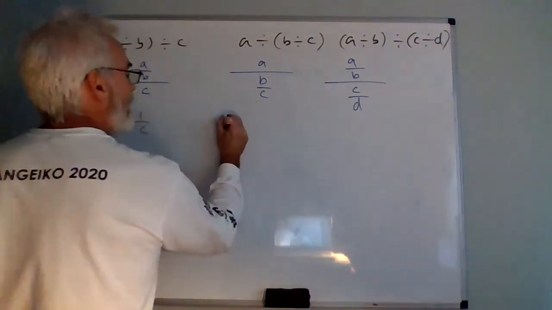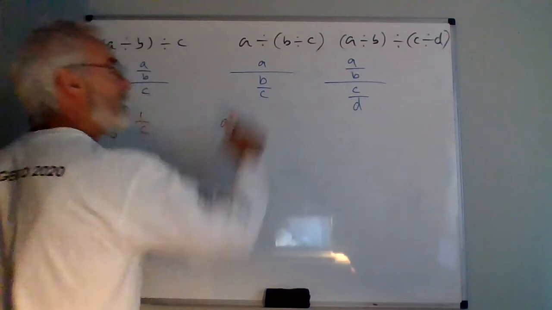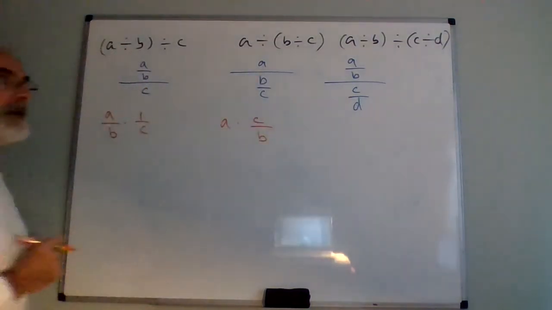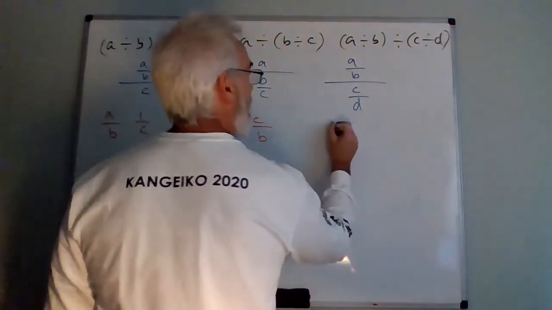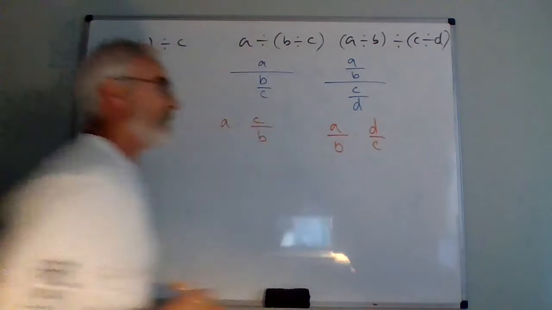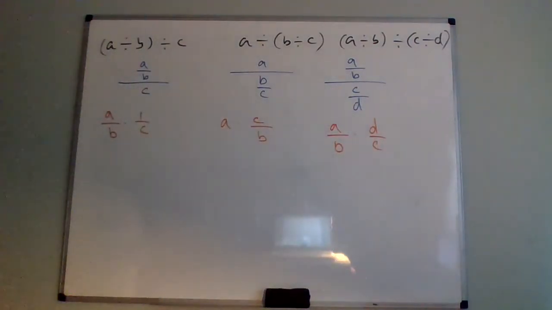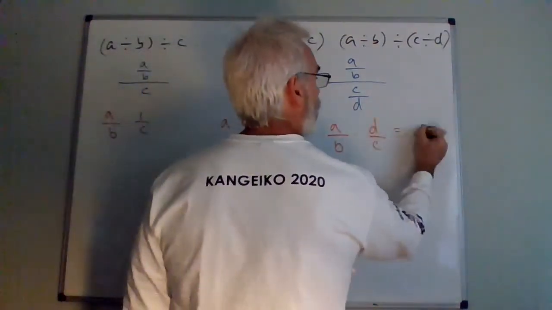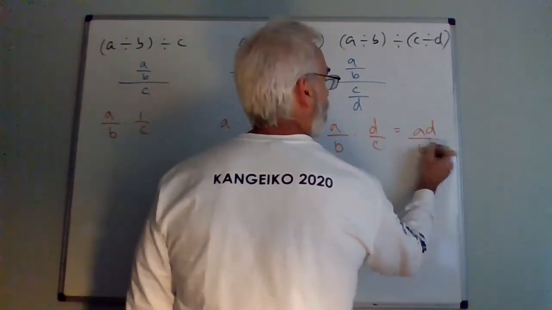Here, this is the same as A times, the reciprocal here would be C over B. And over here, this is the same as A over B times D over C. Now, of the three, the last one is probably the one most people feel the most comfortable with, okay? Because we know when we multiply quotients, we simply multiply numerators, we multiply denominators.